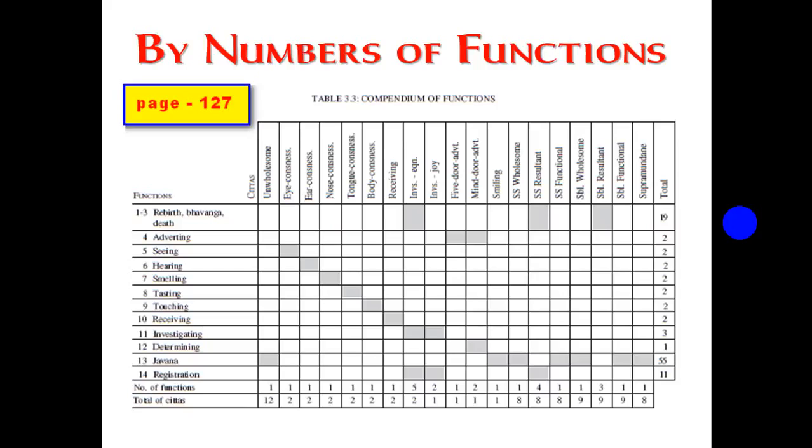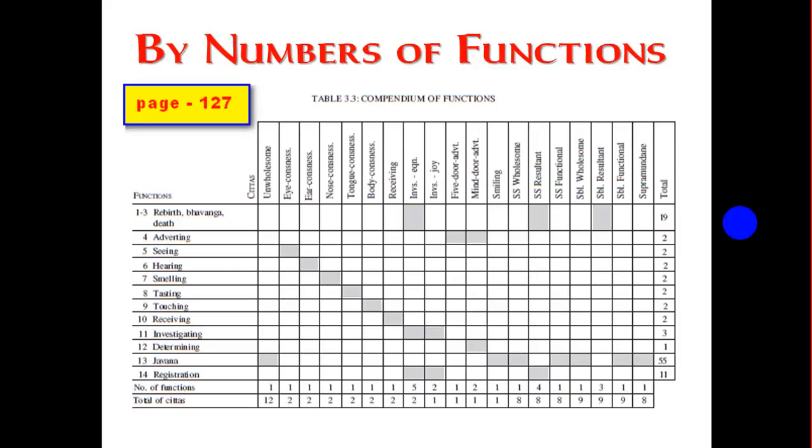We have 55 Cittas that perform the function of Javana. Here, 12 unwholesome Cittas perform only Javana function. If you look at this chart, no other function, right? Only Javana. Another one is smile producing consciousness, which also performs only 1 function. Another one, sense sphere wholesome Citta. Sometimes we call it 8 great wholesome Cittas, because of the great number, right? This one also performs only 1 function, right?